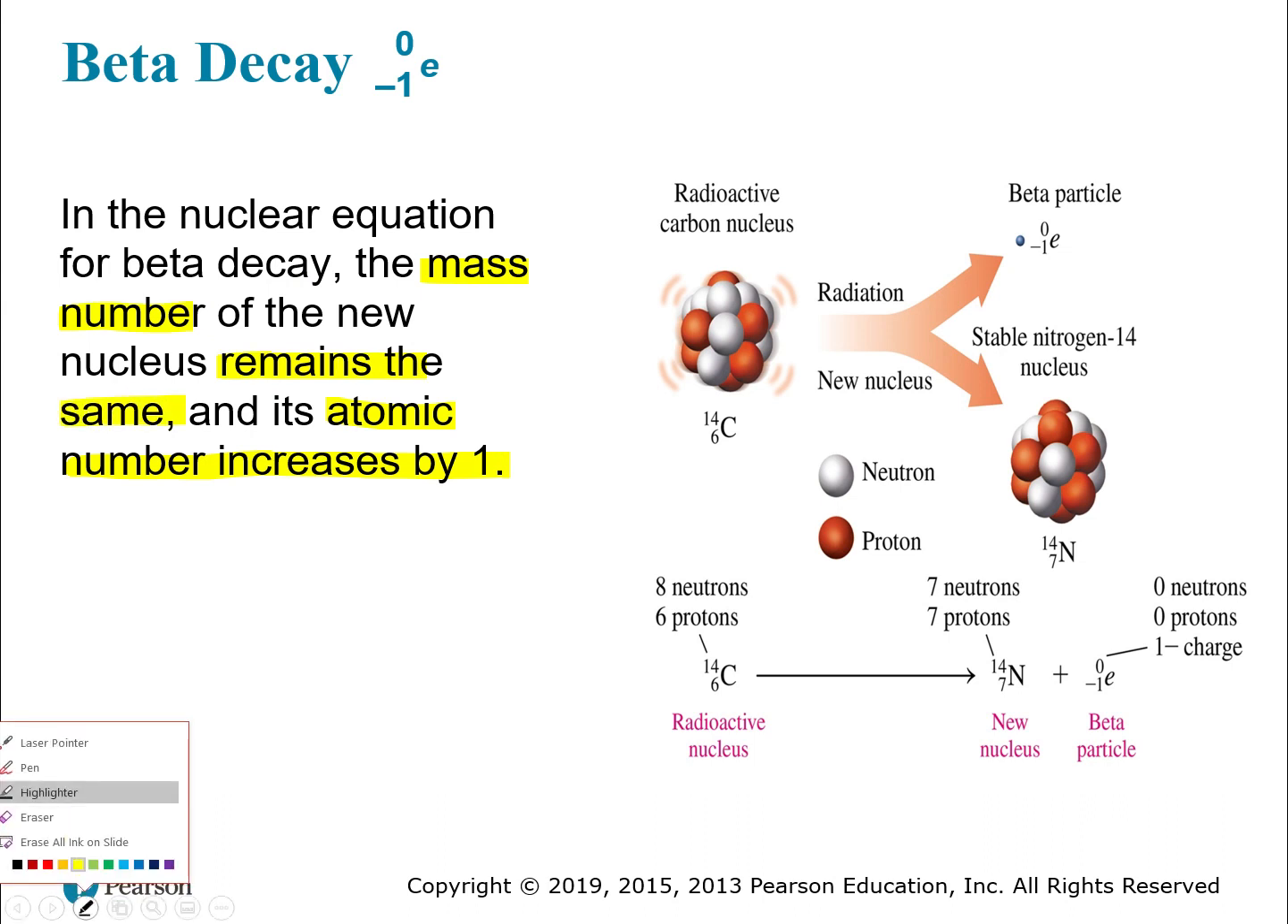So in our example that's to the right, we have radioactive carbon. This is carbon 14. When it emits a beta particle, notice how the new element still has the same mass number of 14, but the atomic number has increased by 1. We started with 6, now we're at 7. You look up 7 on the periodic table, and that gives you nitrogen for the identity of the new nucleus.